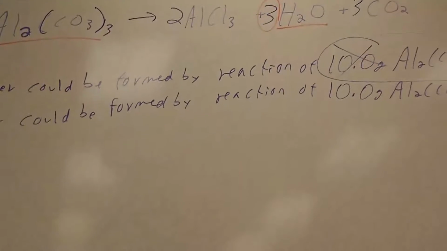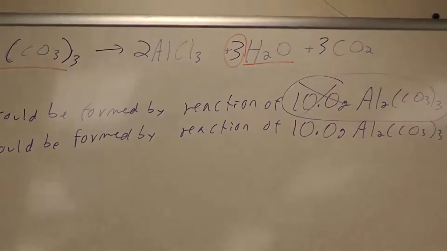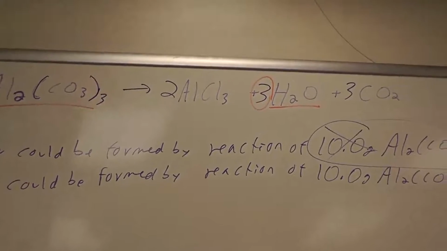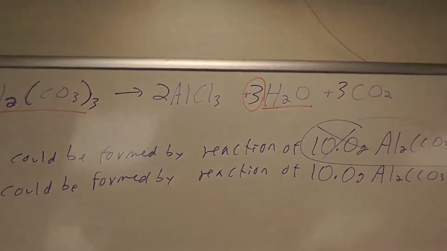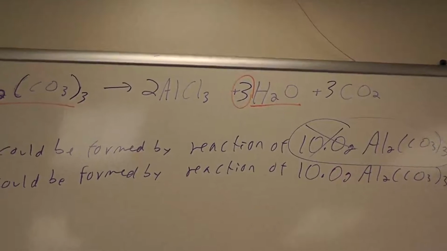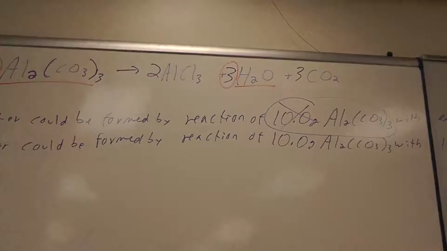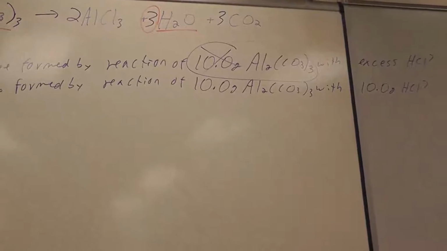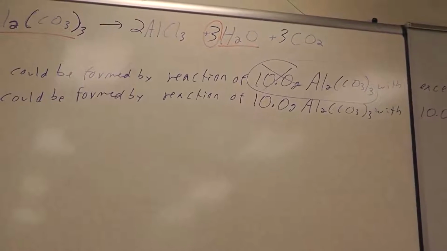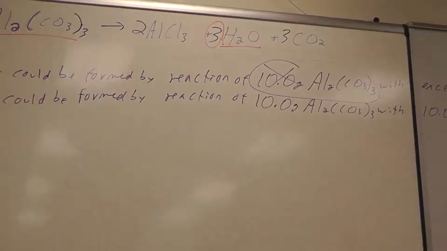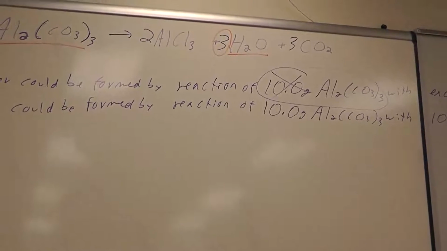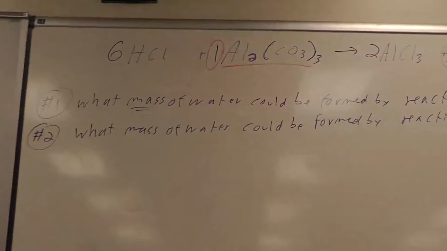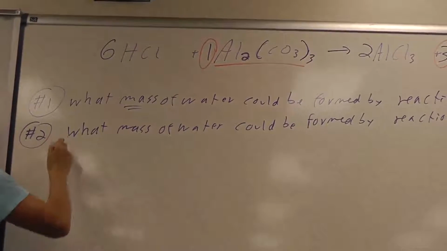If those are absolutely perfect amounts where they react exactly, and there's no leftovers of anybody, then that's a rare fluke. Don't count on that. More than likely, we're either going to use up all the aluminum carbonate and have some HCl left over, or use up all the HCl and have some aluminum carbonate left over, but just by looking at it, it's not obvious which is which. Correct? We got numbers for each. This is what's called a limiting reactant problem.